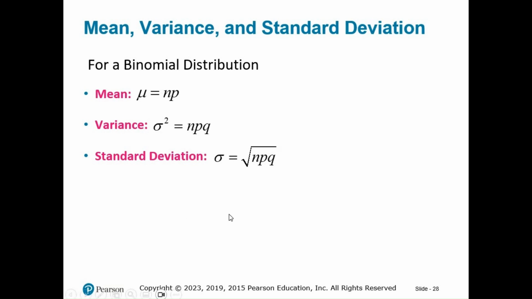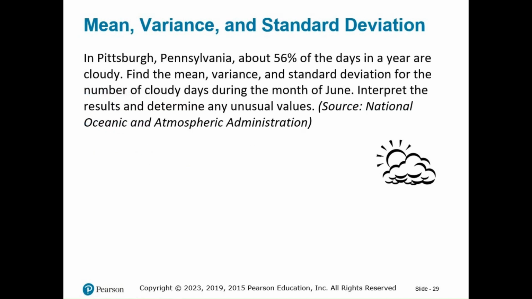All right, let's try an example, shall we? In Pittsburgh, Pennsylvania, about 56% of the days in a year are cloudy. Find the mean, variance, and standard deviation for the number of cloudy days during the month of June. Interpret the results and determine any unusual values.